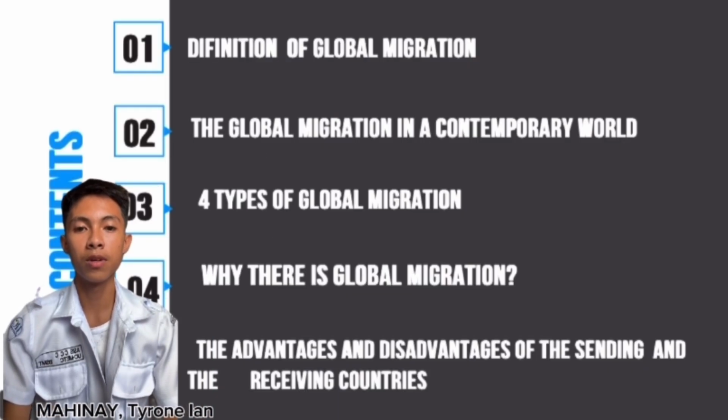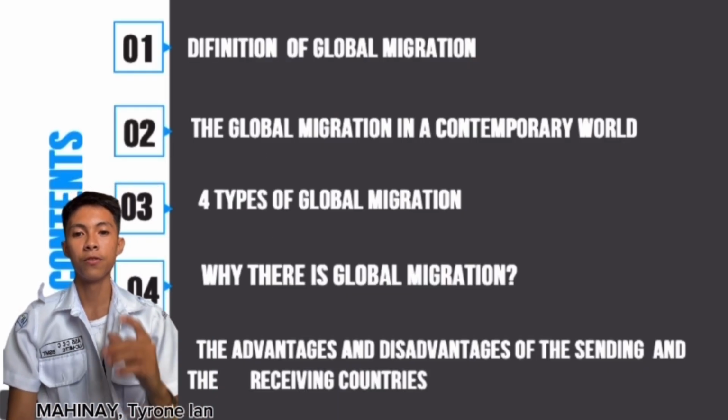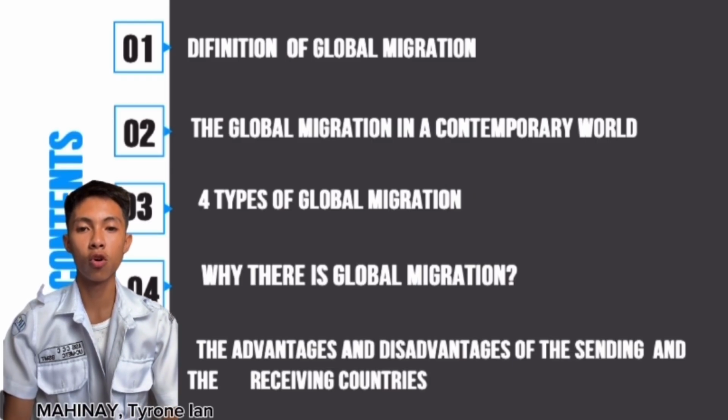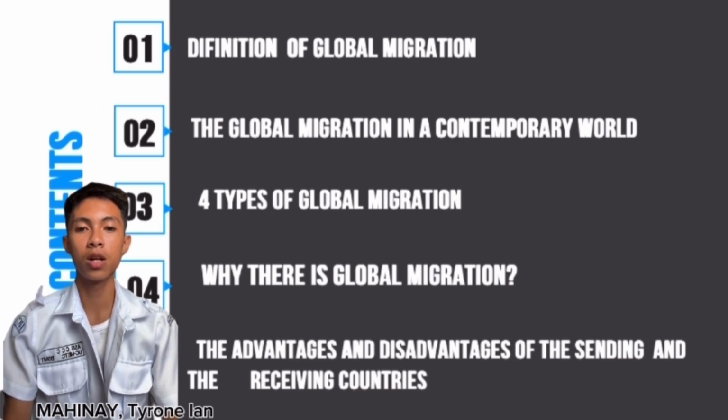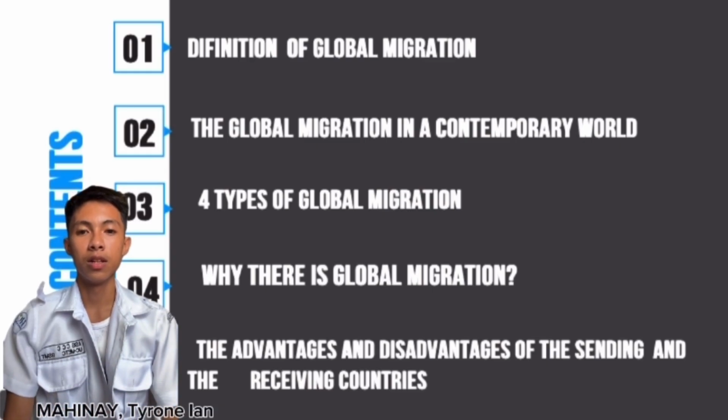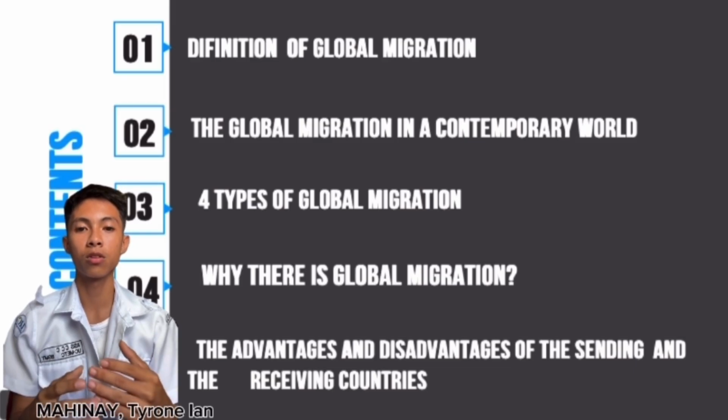We will cover 5 essential areas. First, definition and scope of global migration. Next is the global migration landscape in a contemporary world. Next is the key types of global migration. And next is the reason why global migration occurs, push and pull factors. And next is the advantages and disadvantages for both the sending and the receiving countries.